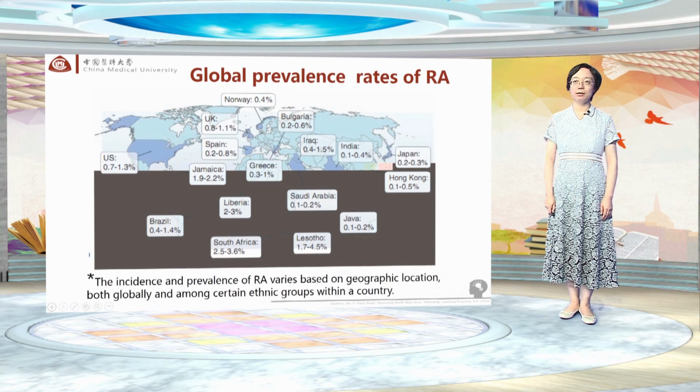The incidence and prevalence of RA vary based on geographic location, both globally and among certain ethnic groups within a country. For example, the Americans have reported prevalence rates in some studies of nearly 1.3%. In contrast, many population studies from Africa and Asia show lower prevalence rates for RA in the range of 0.2 to 0.4%.